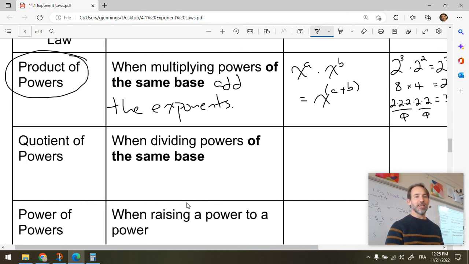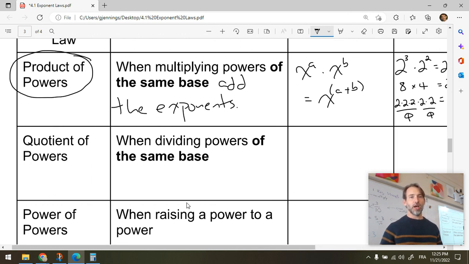How about if I'm dividing powers of the same base? Well, in this case, the rule we're going to discover is we subtract the exponents.